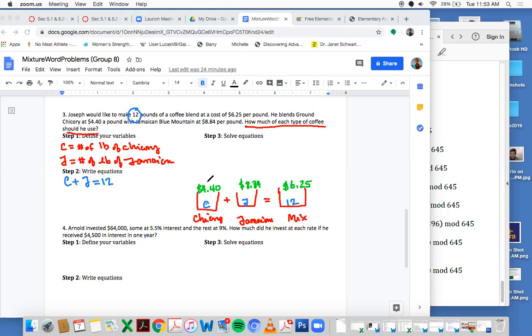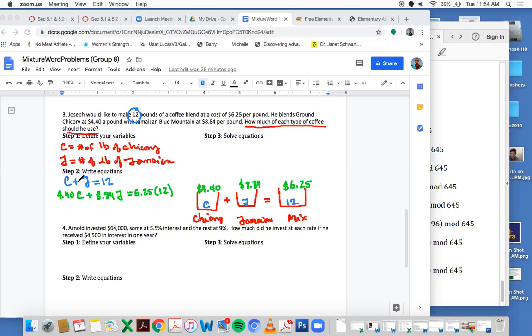Okay, so when you have the dollar amounts, because this is per pound of chicory, it multiplies. So we're going to have the $4.40 per pound multiplies how much chicory you have, and then $8.84 per pound of Jamaican multiplies the J, how much Jamaican you have. And the 6.25, this is also a cost per pound. It's not the total cost. So because it's the cost per pound, it's going to multiply how many pounds of the total you have, the 12. This is a common mistake I see where people leave out the 12, but you have to multiply by the 12 pounds because this 6.25 is the cost for just 1 pound of the mixture, and you're trying to find the total cost, all right?